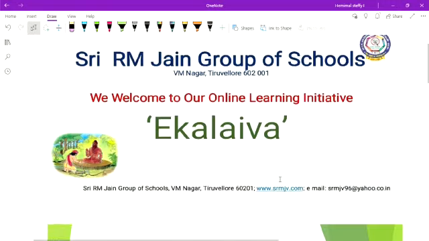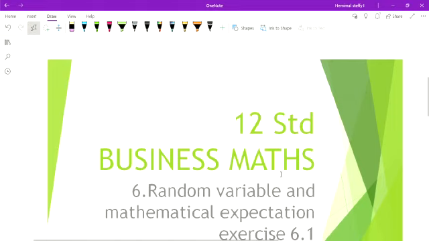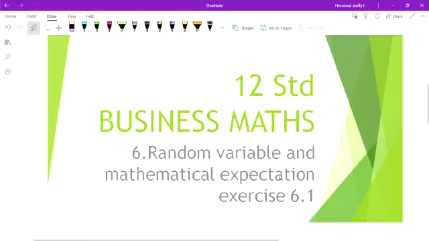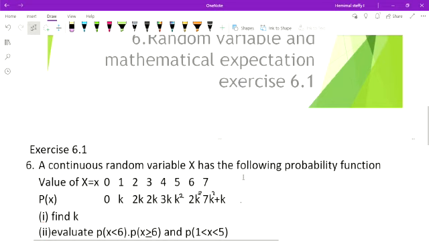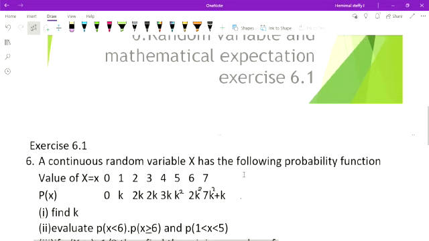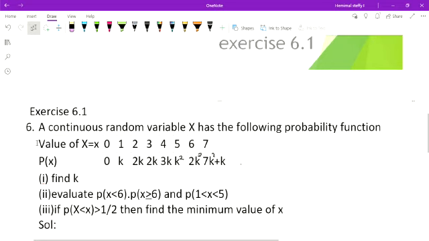Good morning, children. Today we are going to learn 12th standard business maths, 6th chapter, random variable and mathematical expectation, exercise 6.1. Already we learned up to the fifth sum. Now we are going to learn the sixth one.